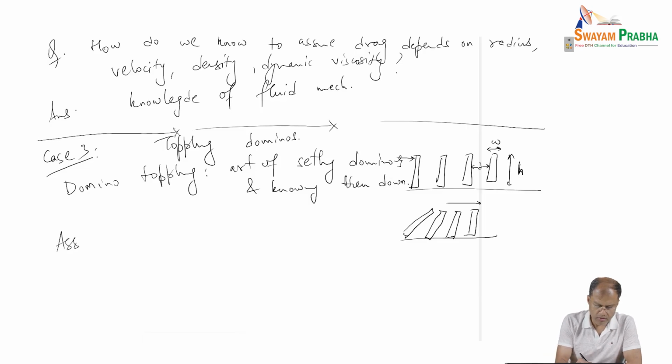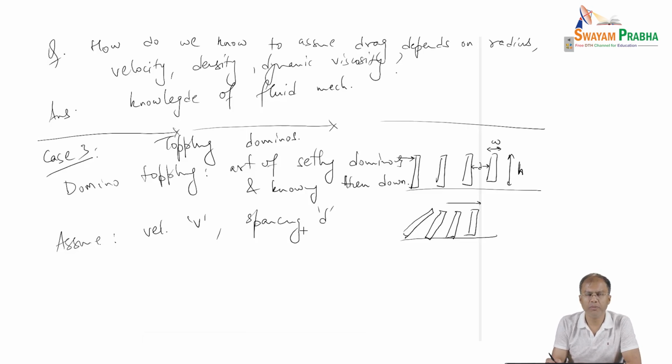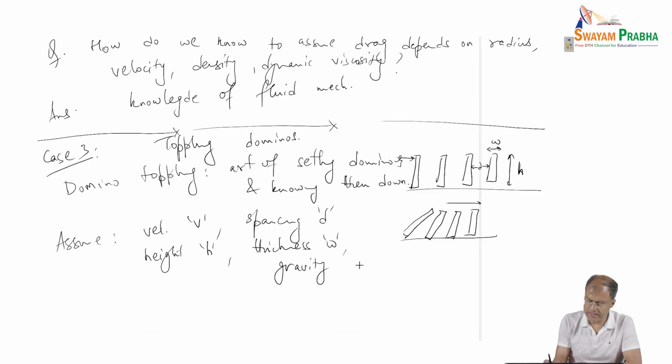So we assume that the velocity is v. The velocity of the domino toppling is v, and it depends on the spacing d, the height h, the thickness w, and the gravity g. So again, coming from the essential physics of the problem: the velocity of the domino, the spacing between the dominoes, the height, the thickness, and the acceleration due to gravity of the falling masses.